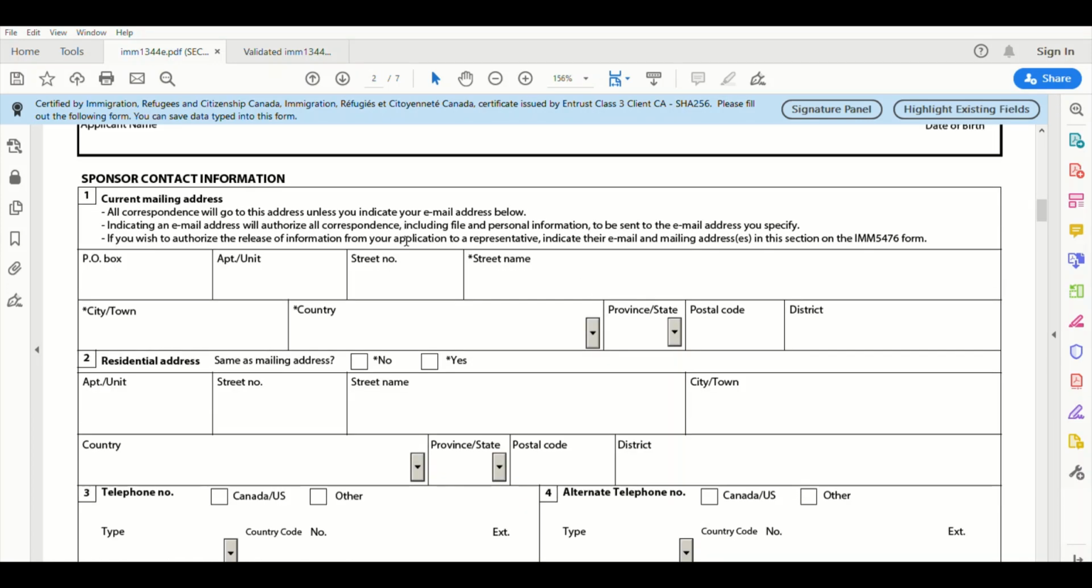The next part is the contact information. Current mailing address. If you decide to have an immigration professional, then in this section they will put their mailing address and your residential address, your home address, under number 2. Otherwise, you put your mailing address and the residential address together here, and then you just select same as mailing address, yes.